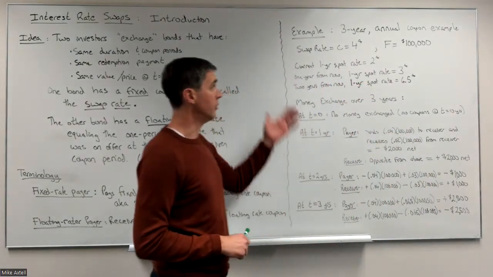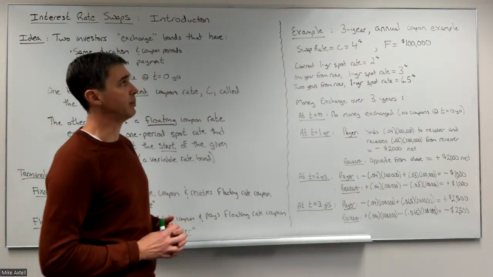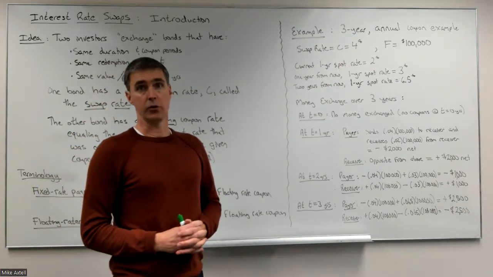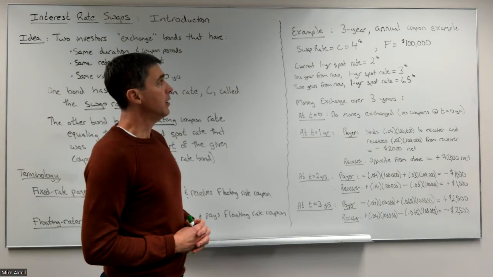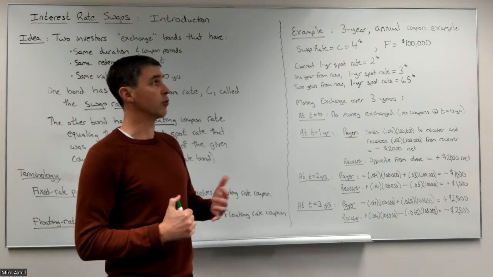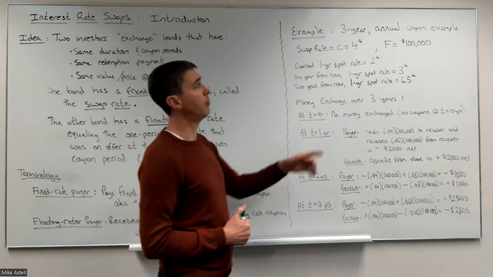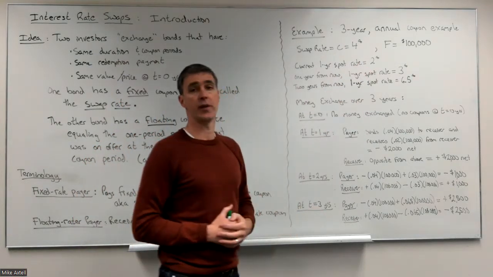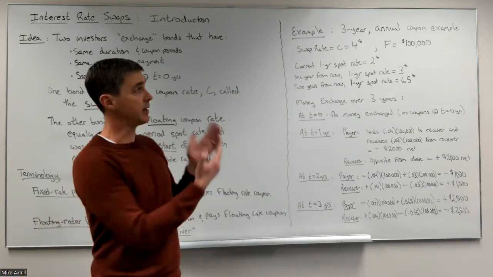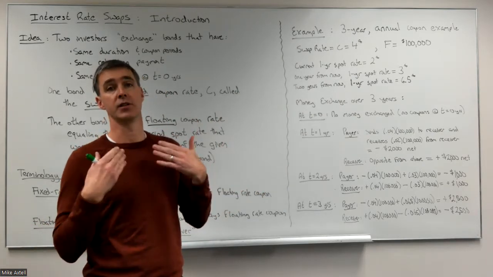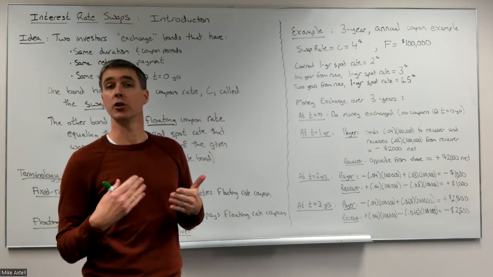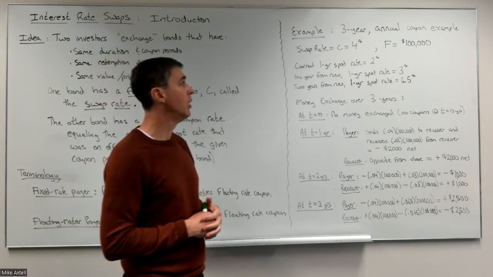Okay? So here's now a very simple example. The two parties each have a 3-year annual coupon bond. The swap rate for the fixed rate coupon bond is 4% coupon. Both bonds have the same face value of $100,000. And I don't know what the redemption value is, and I don't care because I know in this scenario, they both have the same exact redemption value, and the two players are only going to exchange coupons, all right?